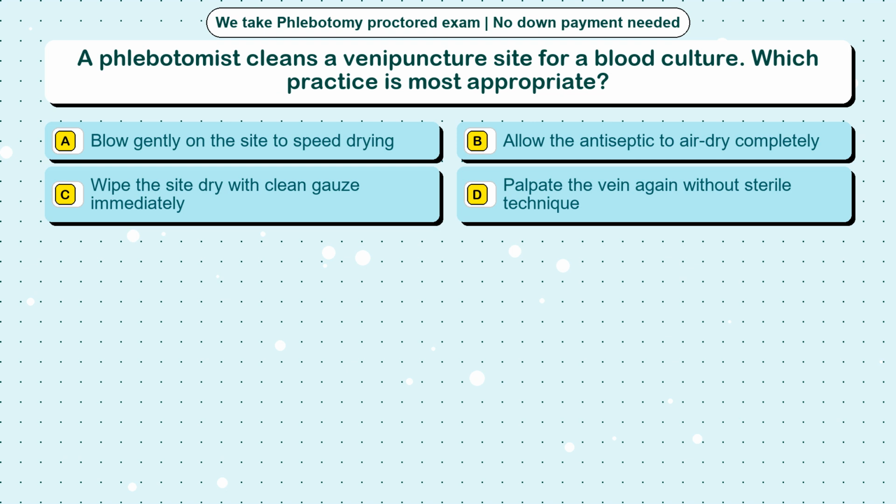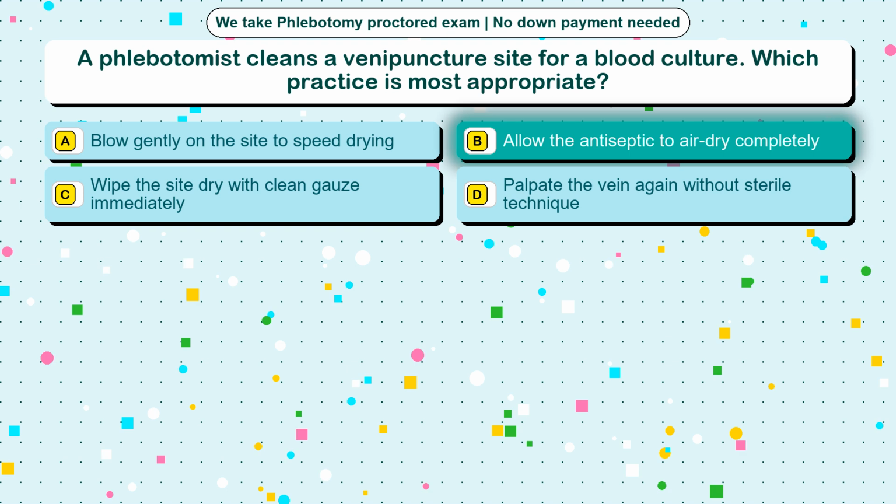Option A, blow gently on the site to speed drying. Option B, allow the antiseptic to air dry completely. Option C, wipe the site dry with clean gauze immediately. Option D, palpate the vein again without sterile technique. The correct answer is option B.